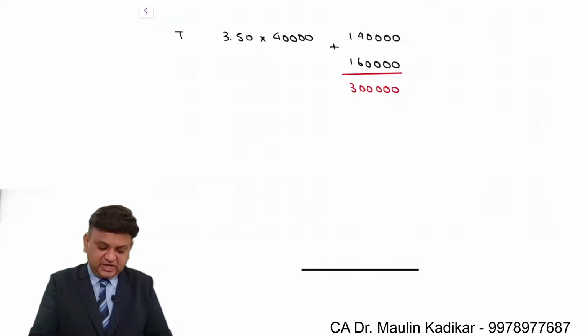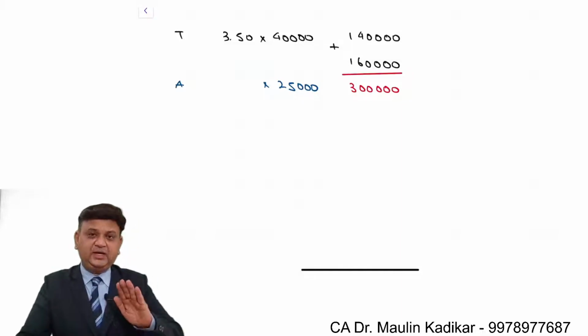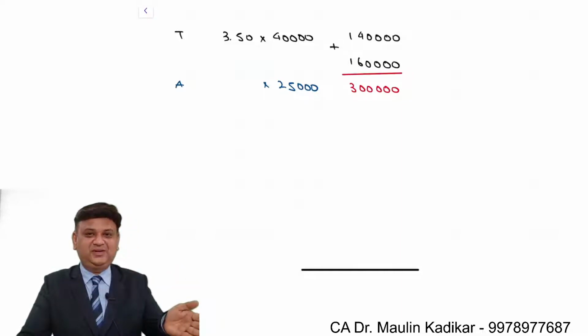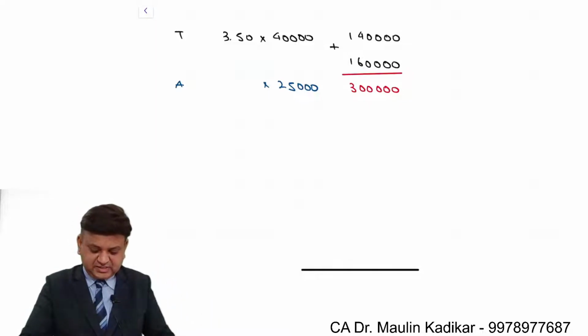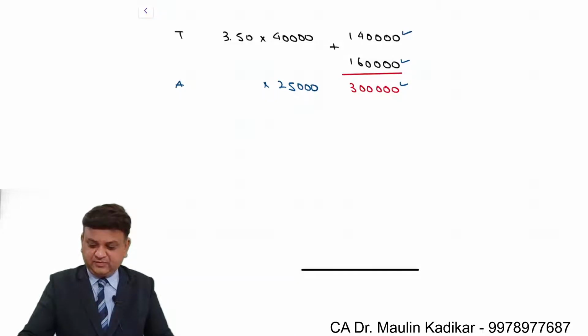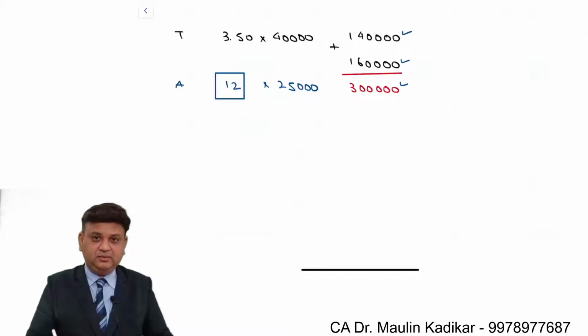As far as the acquiring company is concerned, the number of shares are 25,000. So this 3 lakh rupees of earning increase is attributable to A Ltd. A certain portion is sacrificed by T, and there is an increase in the earning by 1,60,000. So this 3 lakh rupees of increase divided by 25,000 gives a profit per share of rupees 12. This is what we understand.